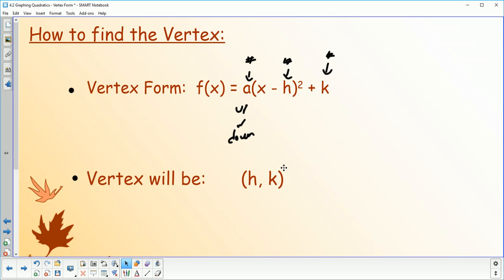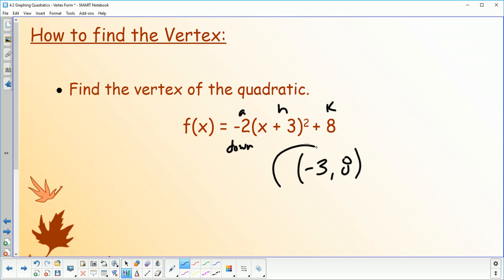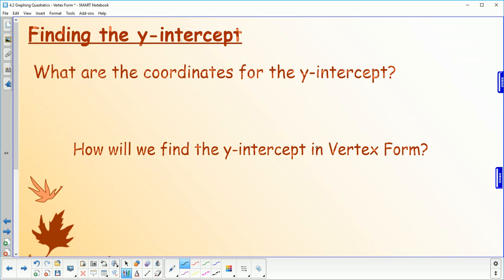An example here, then: you see a is negative 2, so that tells us that this one is going to open down. We've got h right here, and then k. So the vertex, without even doing any work, remember h hates its sign, so since it's plus 3, I know that is a negative 3, and k keeps its sign, so I know that is a positive 8. Our vertex then would be negative 3 and 8.